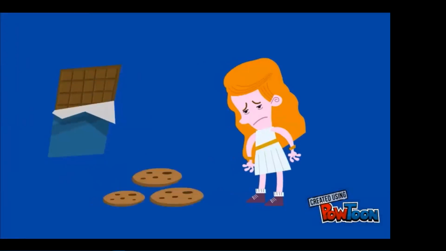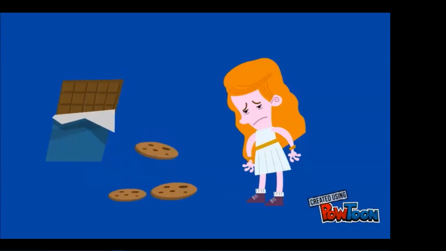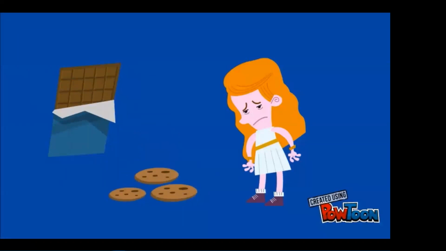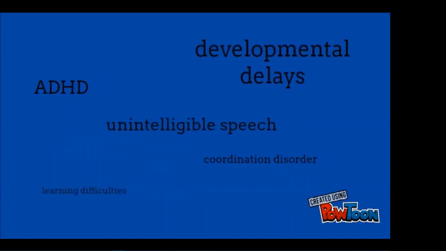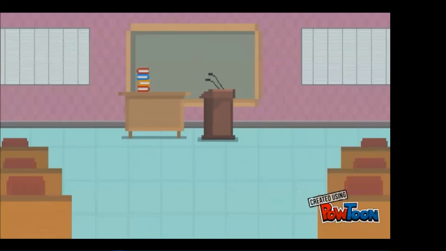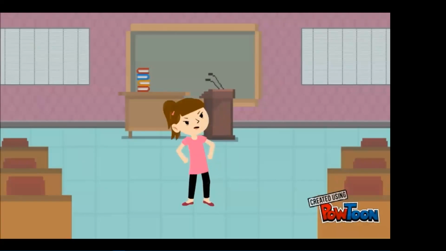Other things like obesity and diabetes are national epidemics in North America and are directly related to the overuse of technology. Technology can also cause ADHD, coordination disorder, developmental delays, unintelligible speech, learning difficulties, sensory processing disorder, anxiety, depression, and much more. Technology makes children hardwired for high speed, so when they enter school, they struggle with self regulation and attention skills that are necessary for learning.